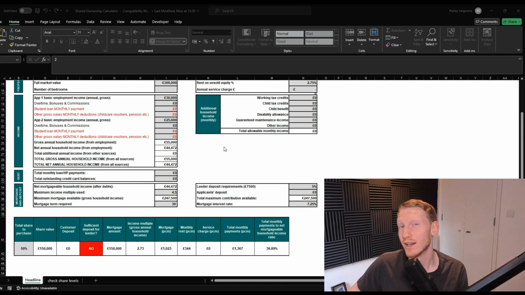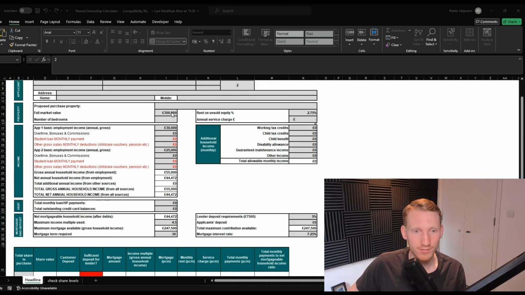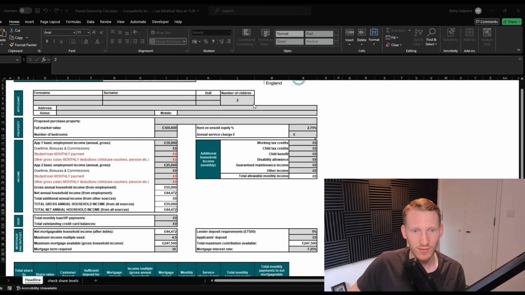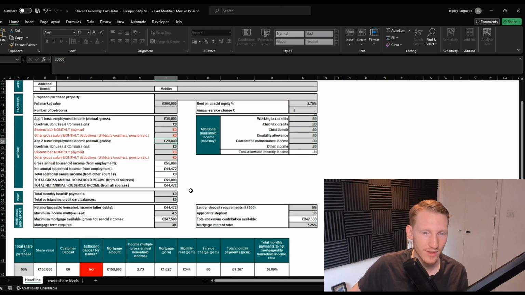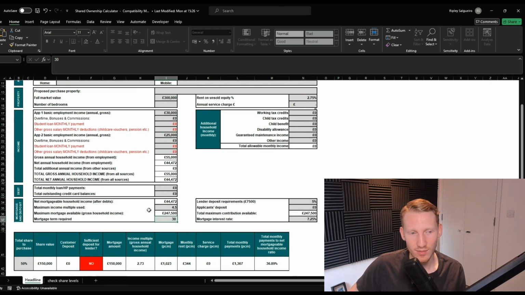Now, if you have a look on the screen, I'm just going to run you through a very quick example. I've got a couple with two children. They're looking at buying a property for £300,000 within shared ownership. The first applicant has an annual income of £30,000. The second applicant has an annual income of £25,000. We're looking at a mortgage term of 30 years. They currently don't have any loans, or let's say they've got a £2,500 credit card balance and no loans.